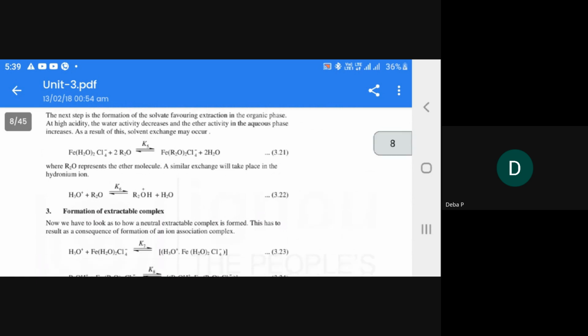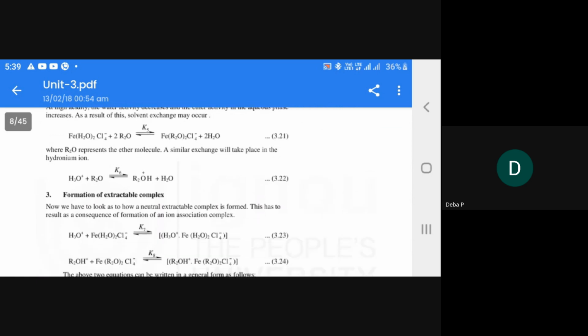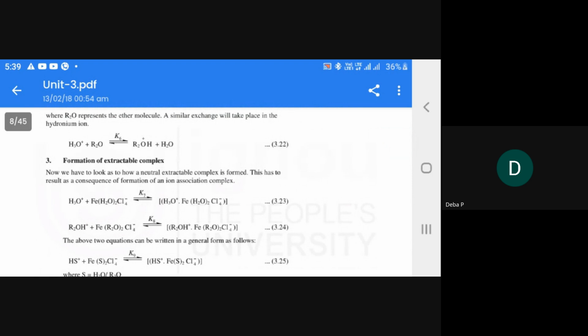Because hydronium ion is a coordination compound of H plus with water, water will be released and R2O will form a complex with H plus. So you will get R2OH plus and water. Next step is the formation of extractable complex.